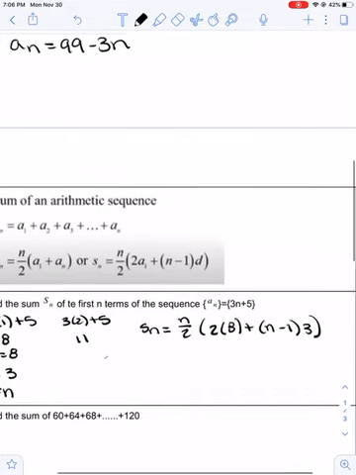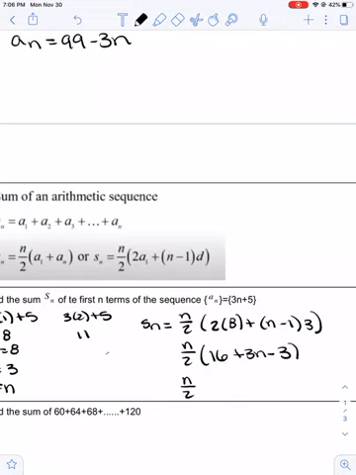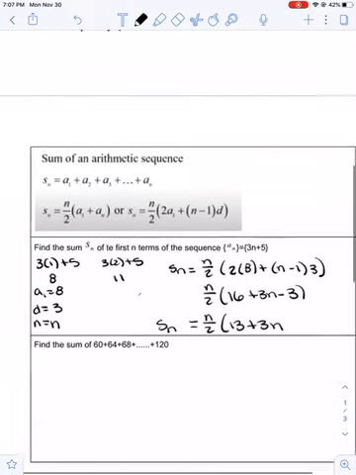And then we can start simplifying this. So n over 2 times 16 plus 3n minus 3. We get n divided by 2 times 13 plus 3n equals s sub n. And then that is how you find the nth term.